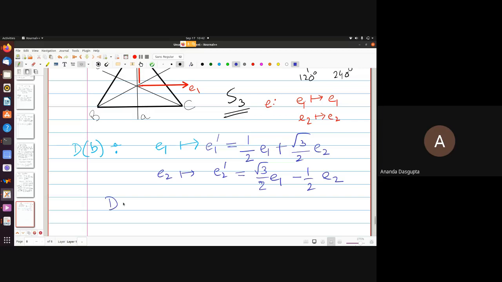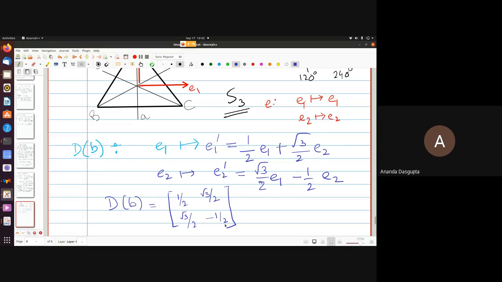So the matrix DB, I hope everybody is clear about what I did here, how I could write down one from the other. This is not a great piece of mathematics, but these are the tricks which you have to know in order to do this properly. Right, so this is what DB is. Half, root 3 by 2 down, root 3 by 2, minus half.